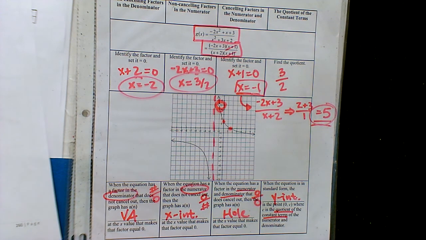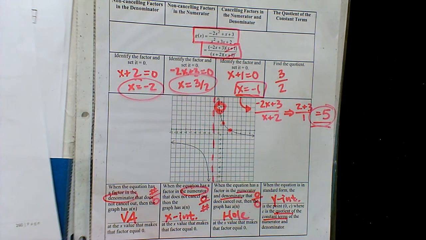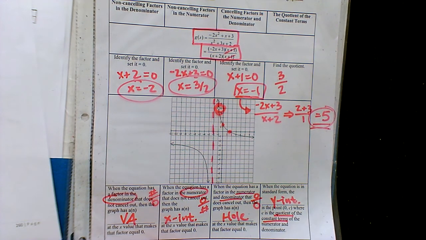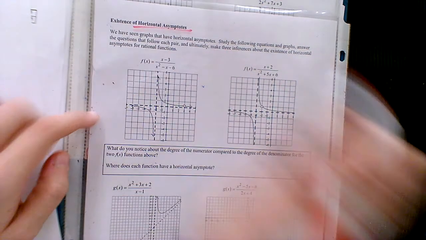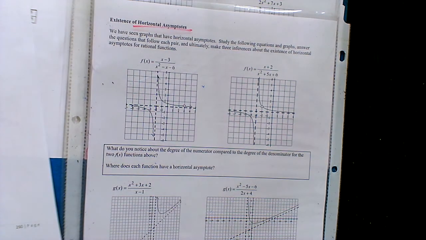Okay, we're going to add one more to the list today. We ready? You don't really have a choice, right? Okay. So our last characteristic is horizontal asymptotes. So we already talked about vertical. Now we're going to move on to horizontal.